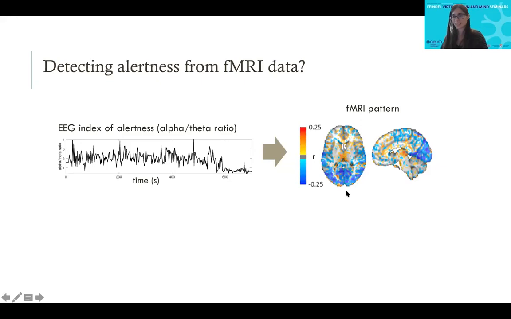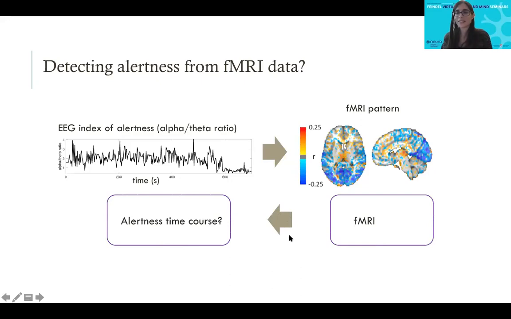which is consistent with a lot of literature in the field. And so just to interpret this a little more, negative voxels here means that these areas show a decrease in their BOLD response when the level of alertness increases, and vice versa for positive. So given such a pattern, we wondered, can we go the other way around? If someone gives you a new fMRI data set, can we use this somehow to extract an alertness time course without looking at an EEG?